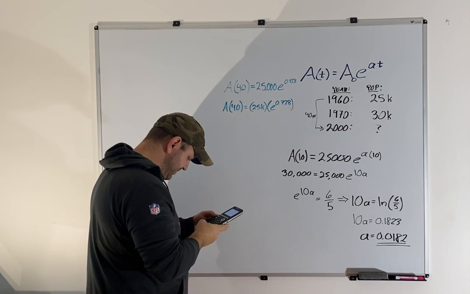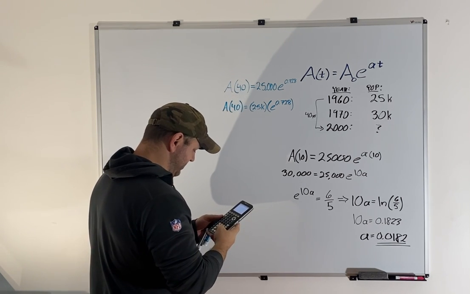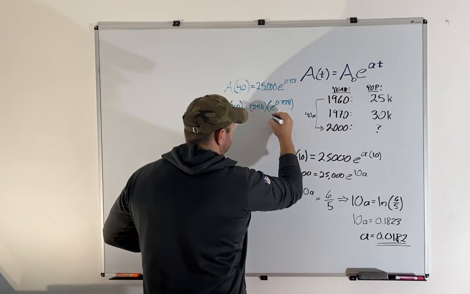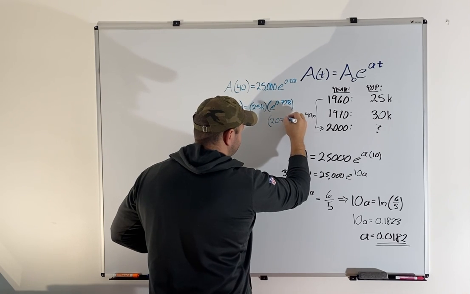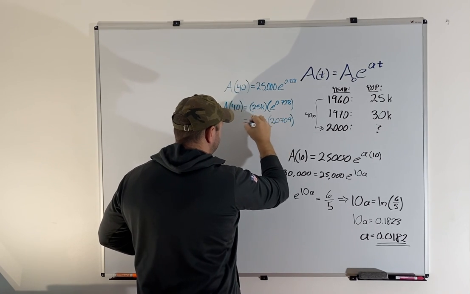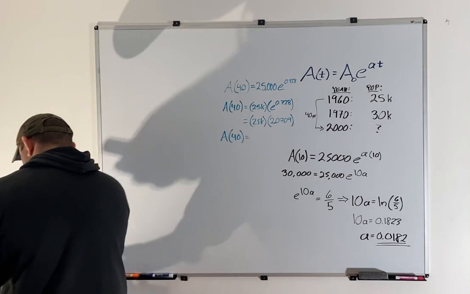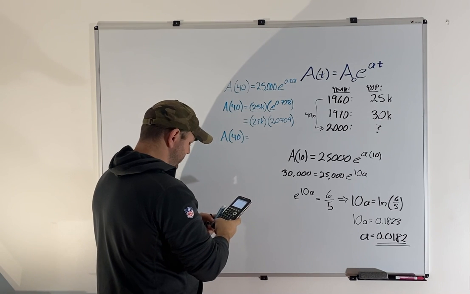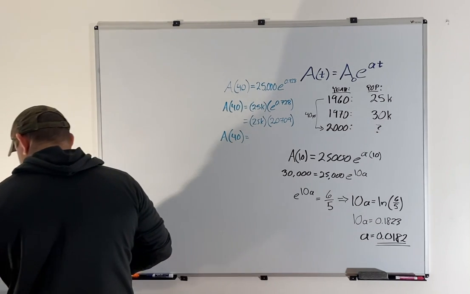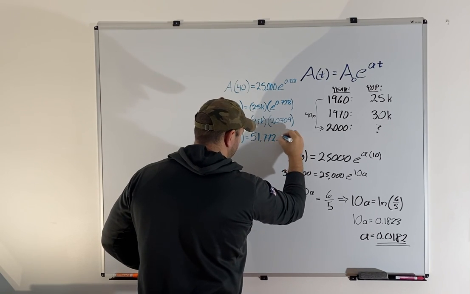So that's going to be e to the 0.728, which gives 2.0709, times 25K. So $2.0709 times 25,000 is 51,772.5.